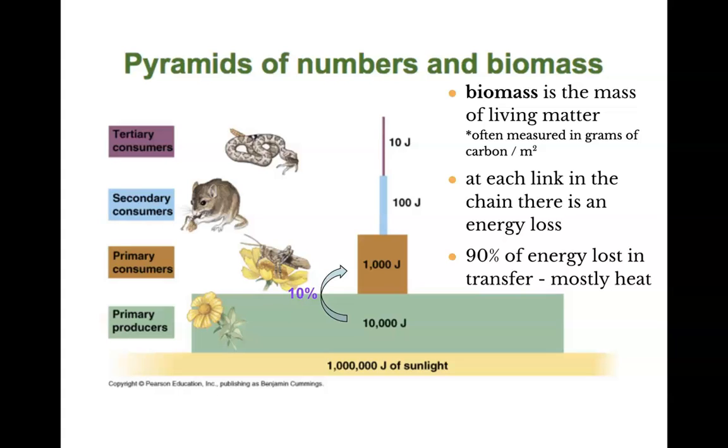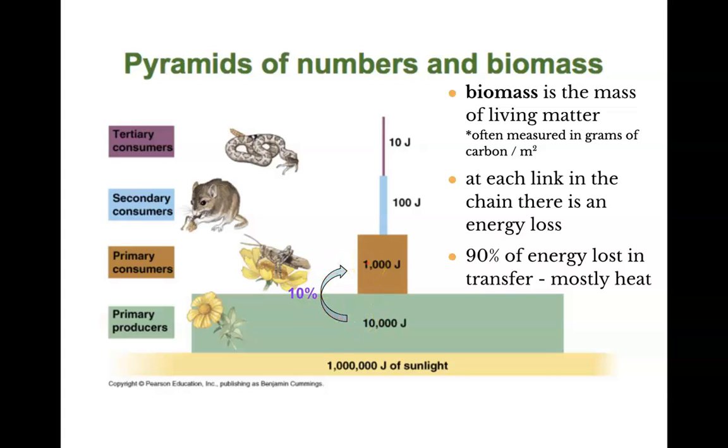Well, heat's being lost. So what those numbers mean now, if we look at those numbers, there's actually only 10% of those 10,000 joules that the producers have available for energy, only 10% can get transferred to the next level. So 10% of 10,000 is 1,000. That's how much energy gets transferred to the next level, because most of the energy, when you're converting that energy, gets lost. 90% of it gets lost. Only 10% goes to the next level.